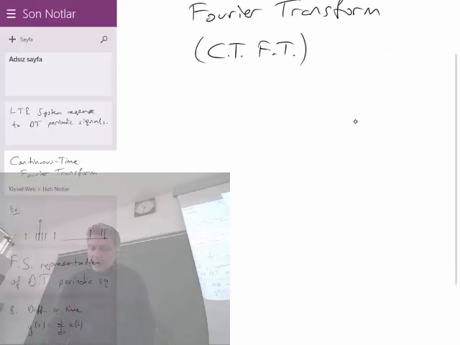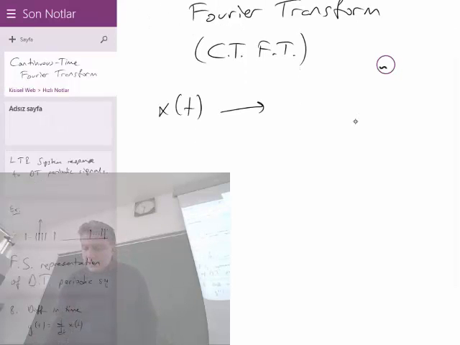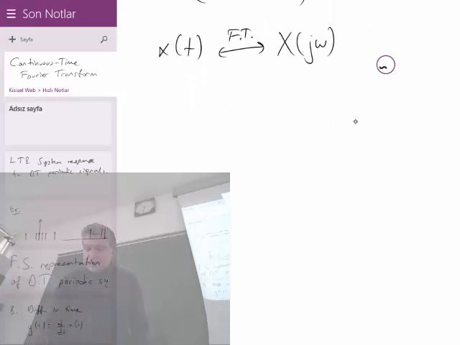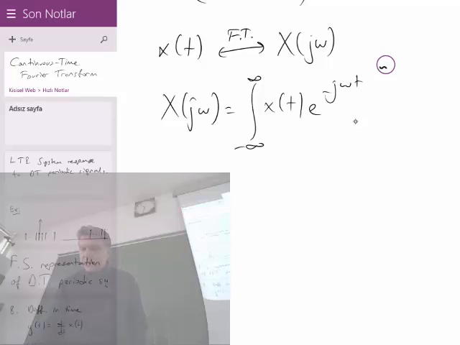So if we have x of t, then by Fourier transform, the signal will also have a Fourier transform, and it will be notated as x of j omega. Remember that this is for the continuous case. That's the notation. We use j omega to distinguish between the discrete and the continuous case. And the formula for this is x of j omega equals, just like the formula for h of j omega from h of t, instead of h, I write x of t now, e to the minus j omega t dt. This is the Fourier transform formula.